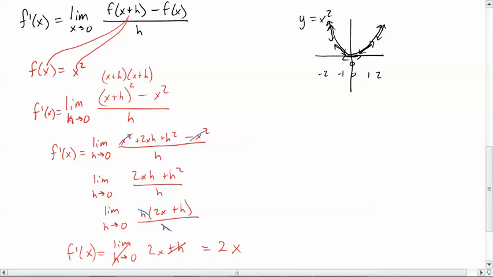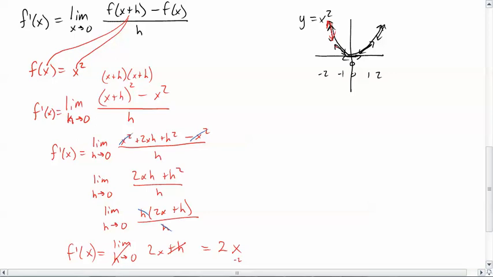Now let's make sure that that makes sense with what we talked about before. Not the actual numbers, but if I put a negative number in for x, let's say I put in -2, then I'm going to get a slope of -4, which makes it pretty steep. If I put an x value of -1 in, 2 times -1 is -2.